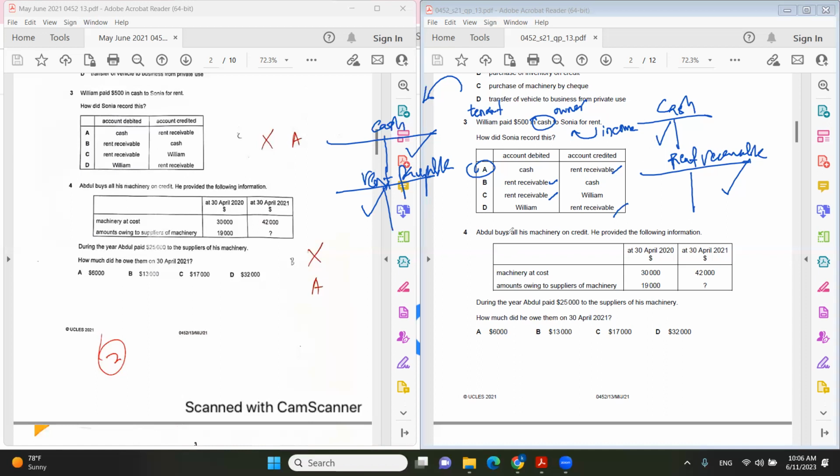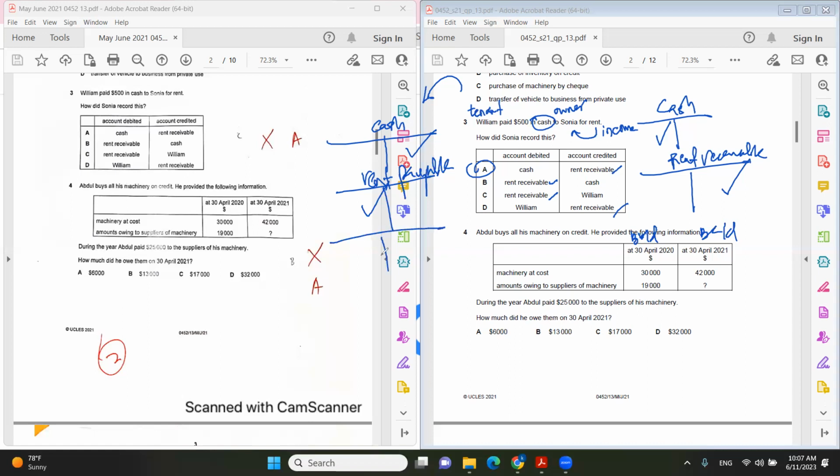Okay, next. Abdul buys all his machinery on credit. He provides the following information. Machinery at cost 30,000 and 42,000. This is the beginning balance and this is the closing balance. Amount owed to the supplier of machinery is 10,000. During the year, Abdul paid 25,000 to the supplier of his machinery. How much did he owe?